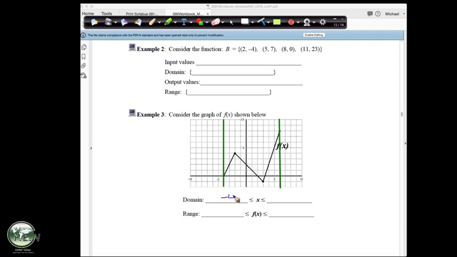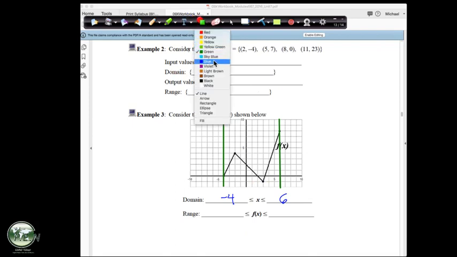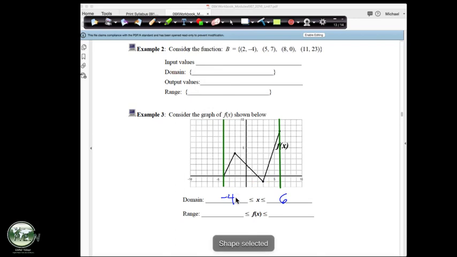-4 is less than or equal to x, which is less than or equal to what value? 6, because I'm looking at x values. Okay? When I want the range, I want to come back up here. I'm going to make this a blue one. When I'm looking for range, that's the y value.